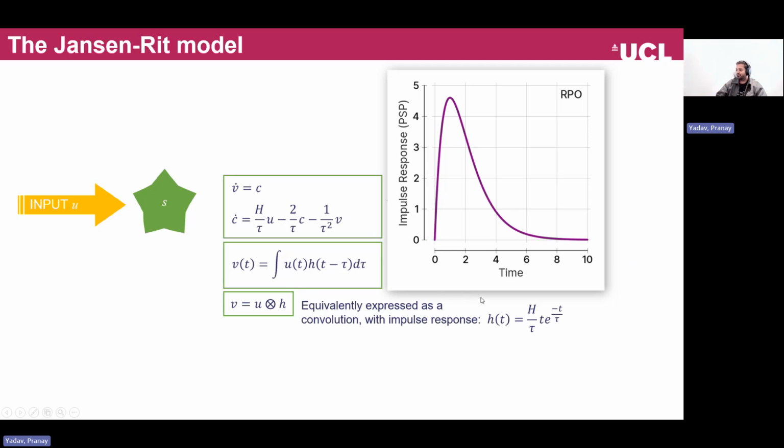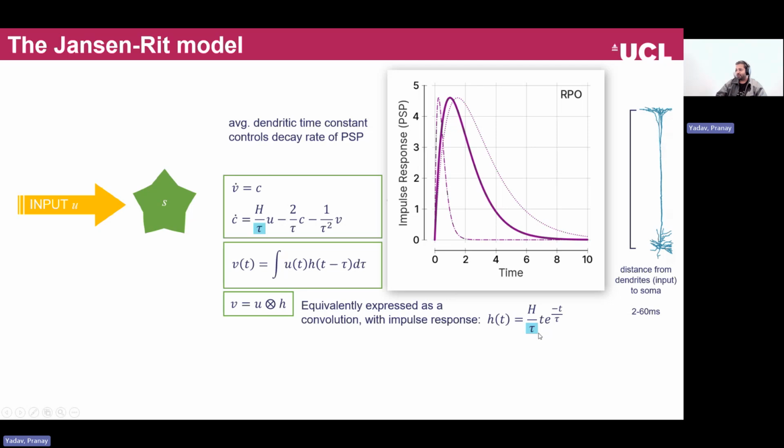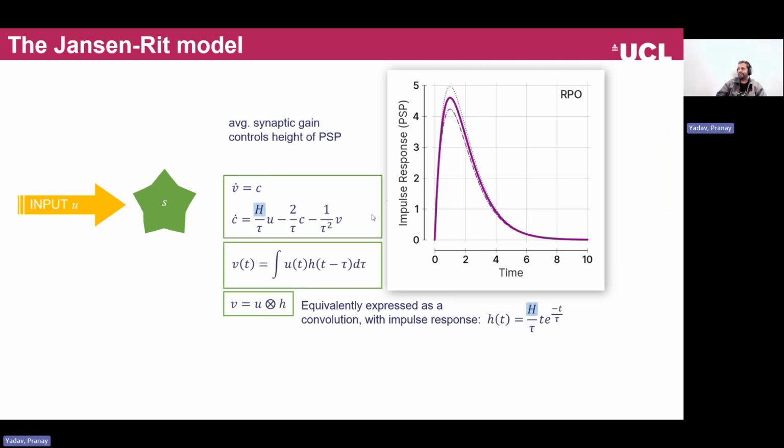And it has parameters. Tau is the dendritic time constant, which controls the decay of the postsynaptic potential, and it reflects the transmission distance from the dendrites, where the input is received, all the way to the soma. A smaller time constant reflects faster dynamics, so the impulse response will rise faster and decay faster, whereas a larger time constant reflects slower damping, so slower rise and slower fall. H is the average synaptic gain, which controls the height of this postsynaptic potential.